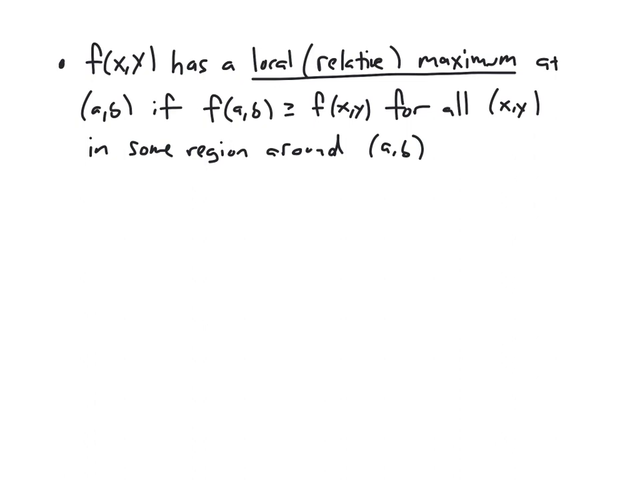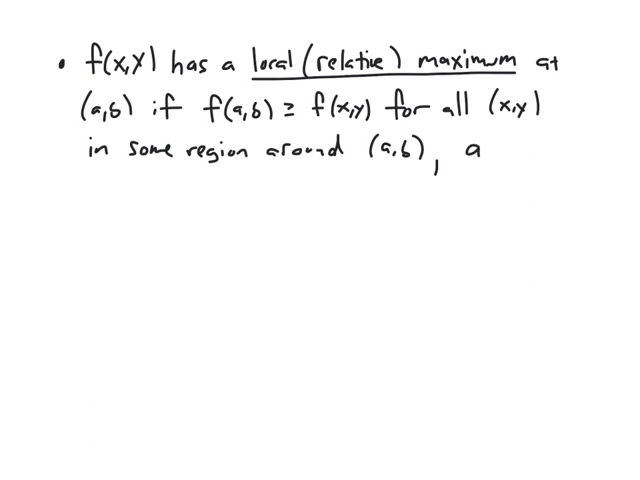And so in this case, notice we're not saying f of a, b is greater than or equal to f of x, y for all x or y in the domain. We're just saying that f of a, b is greater than or equal to f of x, y for all points (x, y) that are close to (a, b). And that's why we call this a local maximum. If you're just looking locally or nearby that particular point, it gives you the maximum value. But there may be points further away that do have a larger function value. But for local or relative maximums, we're just looking nearby.